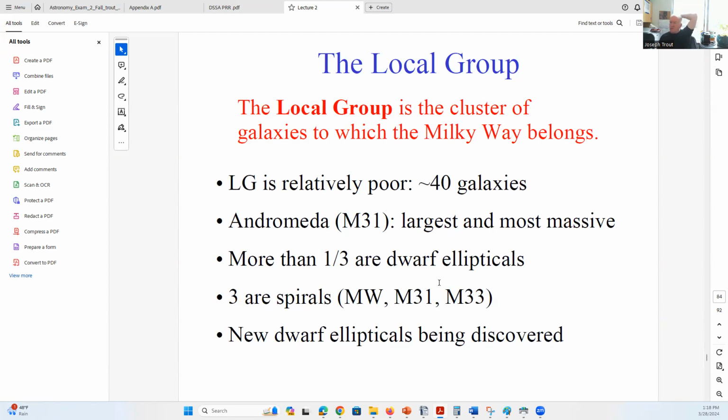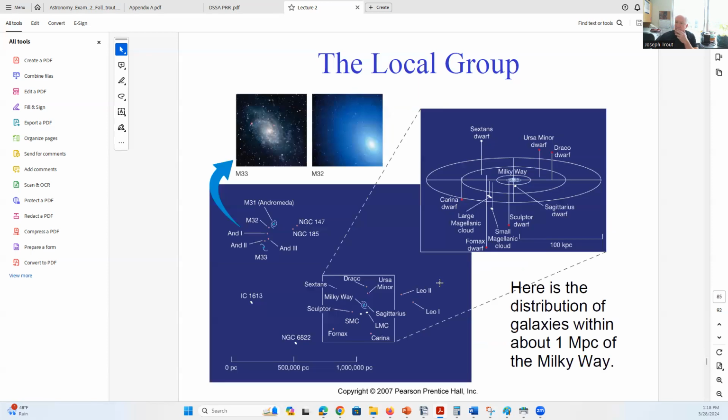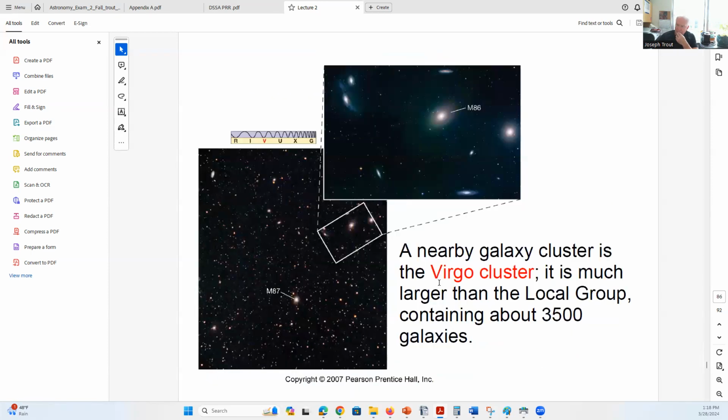If we look at our Local Group, a cluster of galaxies to which the Milky Way belongs, it is relatively poor, with only about 40 galaxies. Andromeda, M31, is the largest and most massive. More than a third are dwarf ellipticals, and about three are spirals, and new dwarf ellipticals are still being discovered. Our nearby galaxy cluster, the Virgo cluster, is much larger than our Local Group, and it contains about 3,500 galaxies.